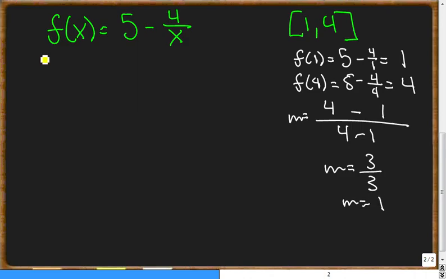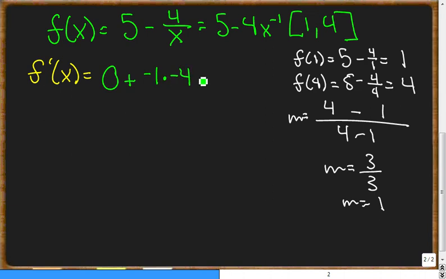So the next step is we're going to try to find our derivative, f prime of x. It's going to be better to think of this graph up here as 5 minus 4 times x to the negative 1. It'd be easier to think of it that way to do the derivative. That way you'd end up getting 0, because 0 is the derivative of 5. And then you get plus a negative 1 times the negative 4 times x to the negative 2. And that would entirely equal 4x to the negative 2, or you could think of that as 4 over x squared.